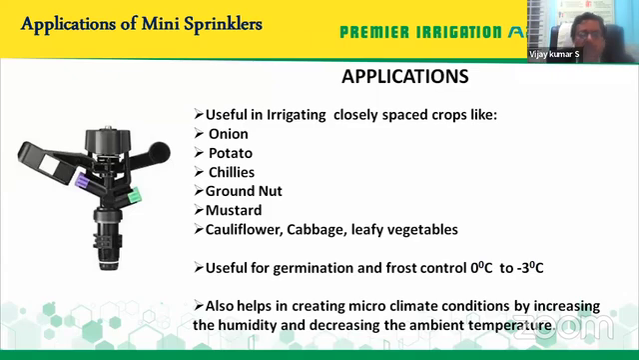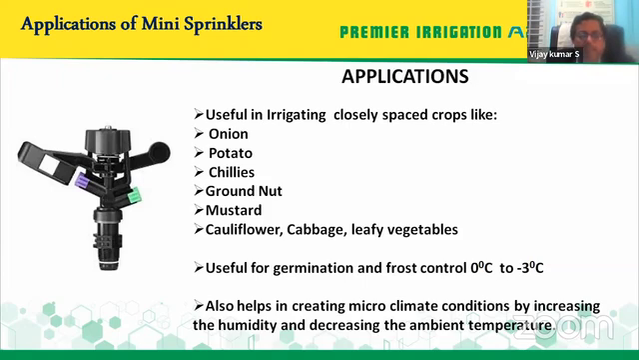It is also useful for germination and frost control. You know what happens in cold countries? What will happen when the temperature freezes? Then the plants will have a problem of the temperature. If you sprinkler irrigate a crop, the water will fall totally on the leaves of the plant, and when it forms icicles, the temperature in the plant will not come down further. So the plant is protected from further thermal shock. It's all over Europe and places like Kashmir or any other place where the temperatures drop; it's a good practice to go for sprinkling just before the onset of the winter season, so that it will help for frost control.